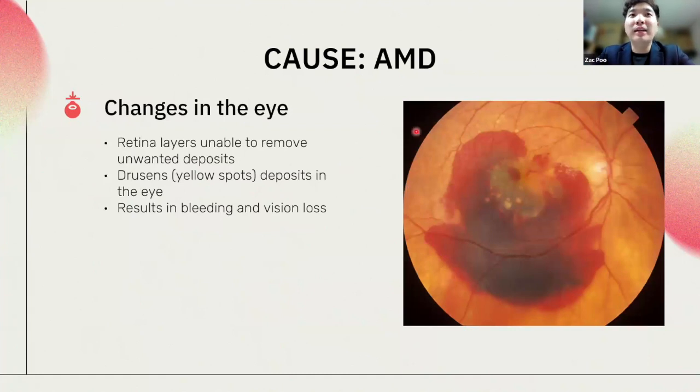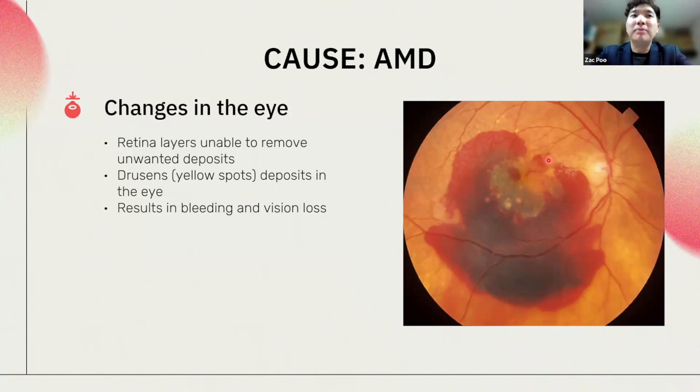Why does AMD happen? It is because the eye loses its ability to remove the deposits. In the early stage of AMD, you will notice this kind of yellow dots over here. These are actually known as drusen. They are like deposits in the eye that the blood vessels are unable to get rid of. Once you have this, it will progress to a later stage. If it's uncontrolled, it will start to affect the layers of the retina, causing vision loss. So the moment you notice vision loss, the AMD is already happening.